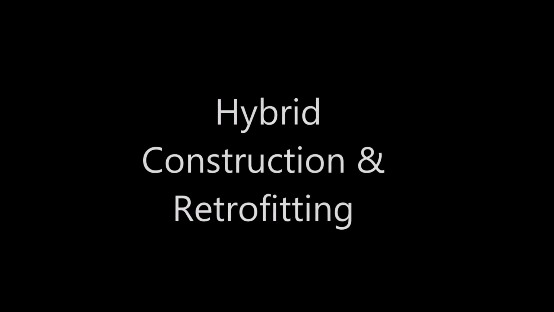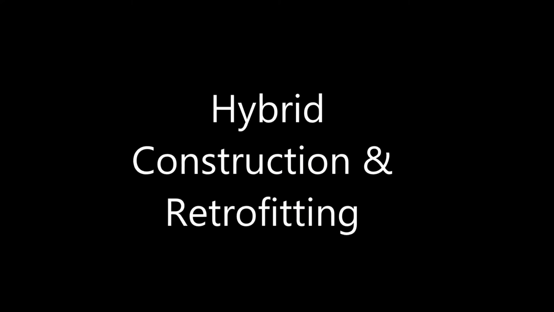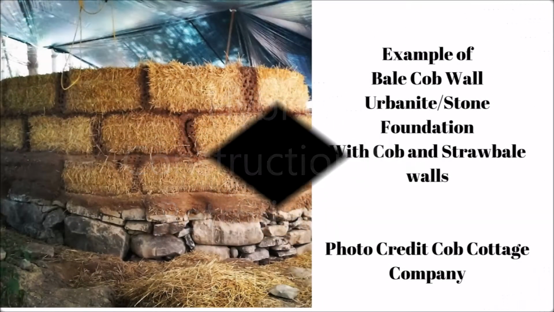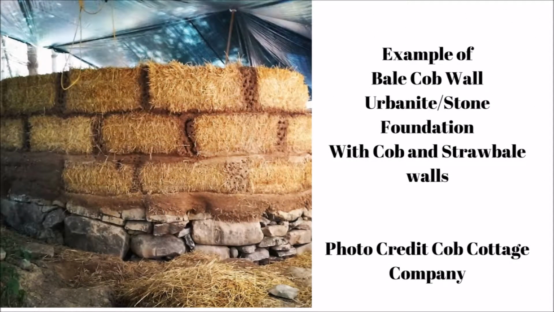During my journey with natural building and the built environment, I've worked with hybrid construction and retrofitting. This is an example of a bale cob wall, which is a foundation of urbanite, and then straw bales and cob.